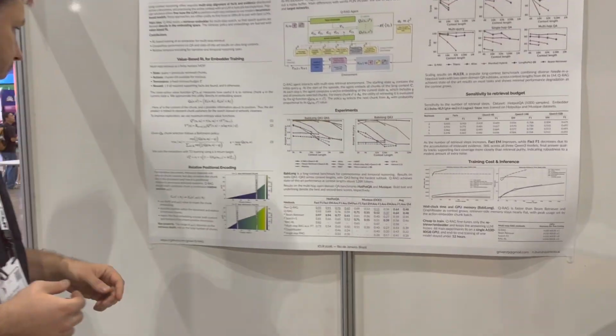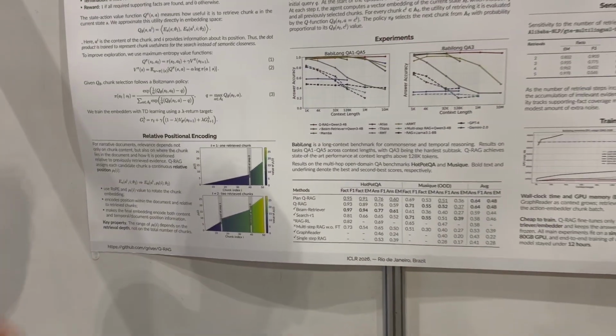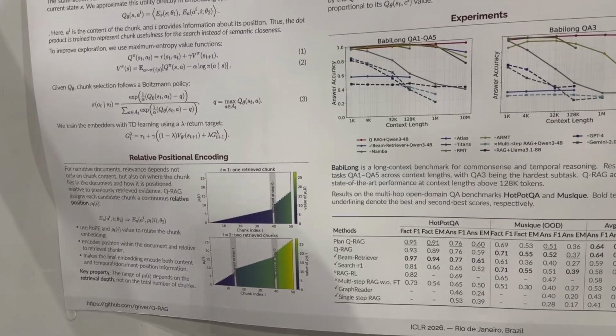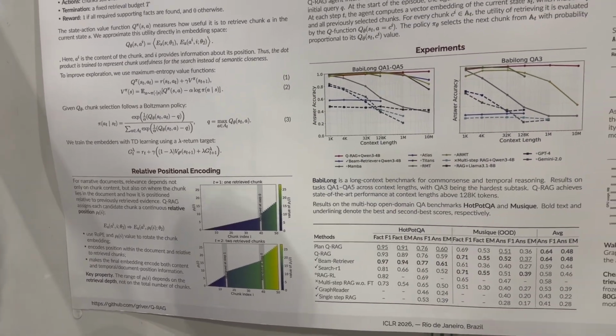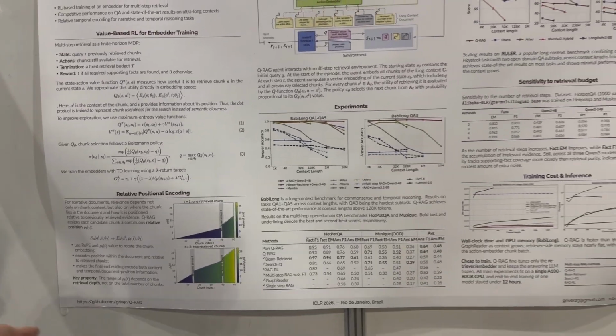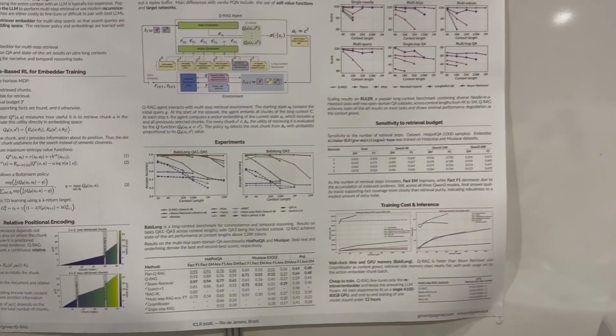To encourage exploration, we use the max entropy RL formulation for value functions. And given the Q function, we can compute our policy as a softmax over Q function values.